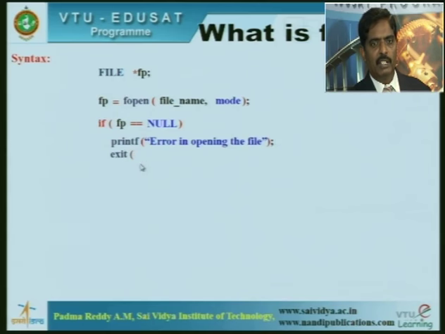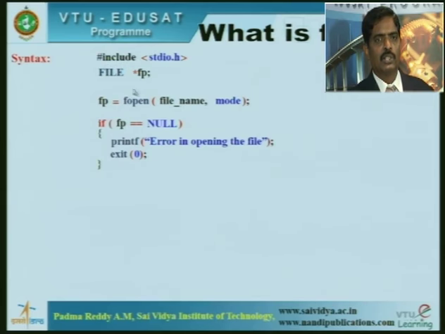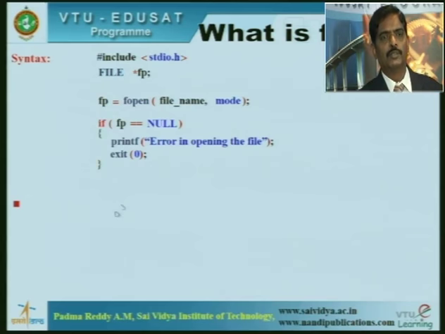After that we terminate the program. So whenever fp equal to null, we are supposed to execute two statements, so I enclose them within braces like this. Here, FILE as well as NULL are defined in stdio.h, so we include stdio.h. So this is the syntax used for opening the file.